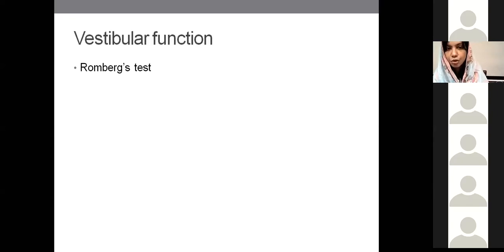Vestibular function is usually tested with Romberg's testing. How do you do Romberg's? You ask the patient to stand straight with feet together, arms adducted, and to close the eyes, and you watch the patient. If the patient tends to fall, then the Romberg's test is positive, and it is the test for assessing the vestibular function.